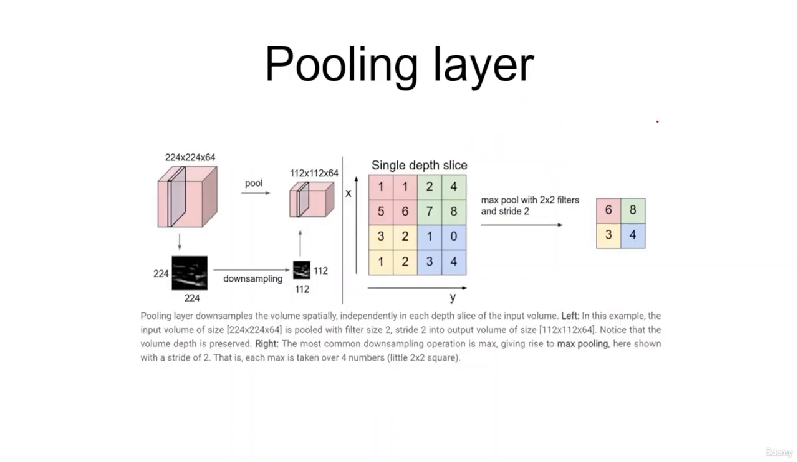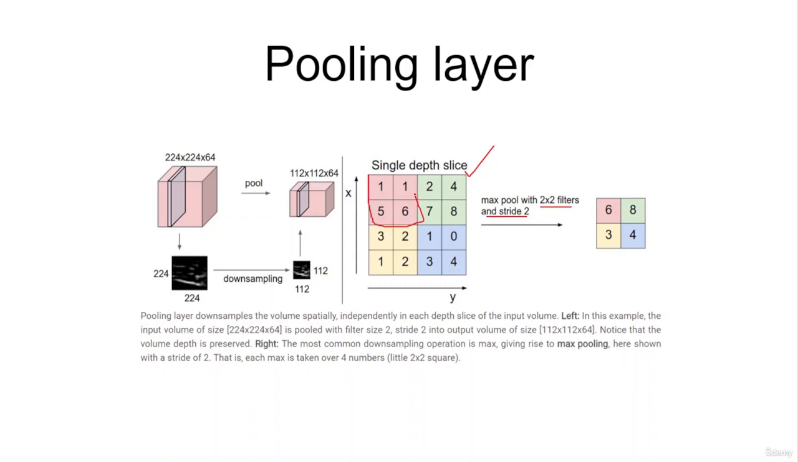The pooling layer is used to downsample the spatial dimensions of the feature maps while retaining the important features. It reduces the spatial size of the representation, reducing the number of parameters and computational cost. The most common type of pooling is max pooling, where the maximum value in each local region is retained and others are discarded. For example, consider max pooling on this image patch with 2x2 filters and stride 2.